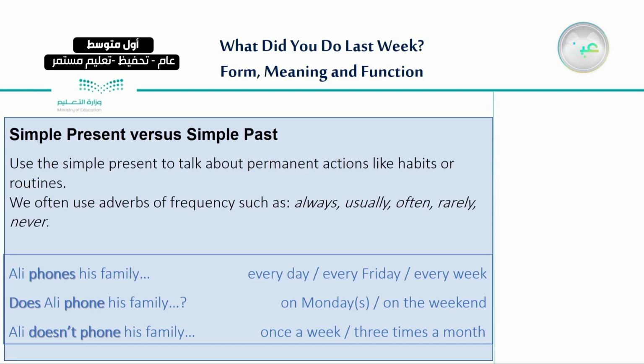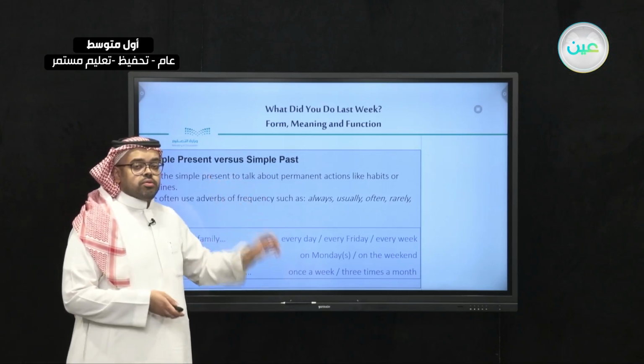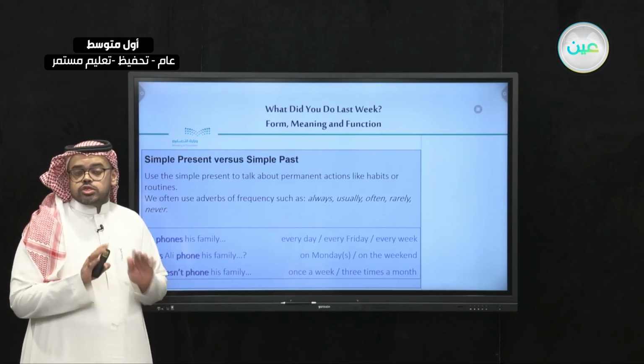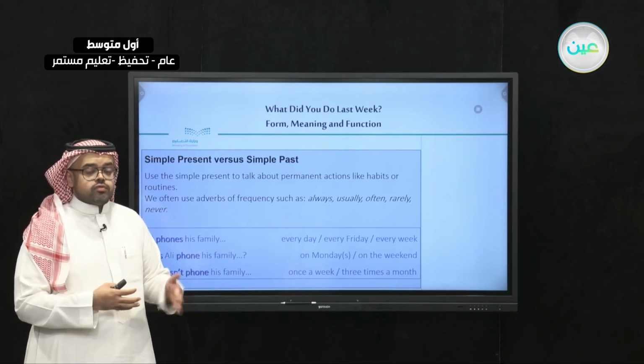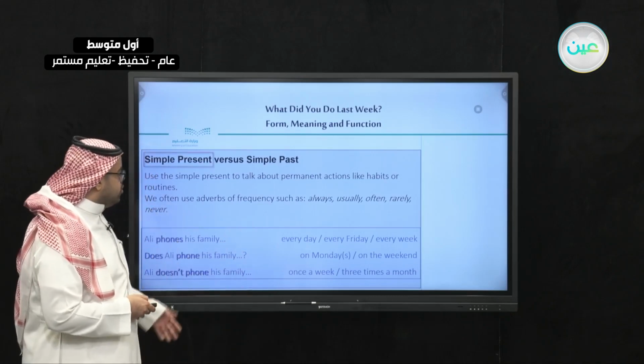So the third example we have is Ali doesn't phone his family. And here we can also use the time expressions. We can say once a week, 3 times a month. The most important thing is that it is a regular action, and since it's a regular action, we use the simple present. So this is the first thing we need to learn about the simple present, a tense that we use for regular activities of our own.